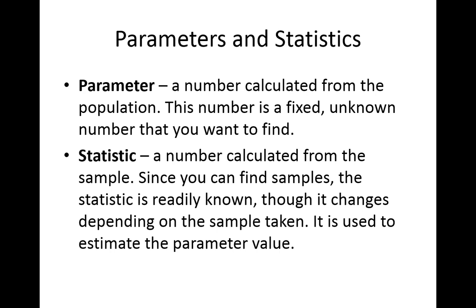Now, a parameter is a number that is calculated from the population. This number is fixed. It's unknown, and we want to find it. So let's say I want to find the average height in inches of our class. So we take all 30 students, find their height in inches, add them up, divide by 30, the number of students we have in class. Then that would give me the average height in inches for our class. And that's called a parameter.